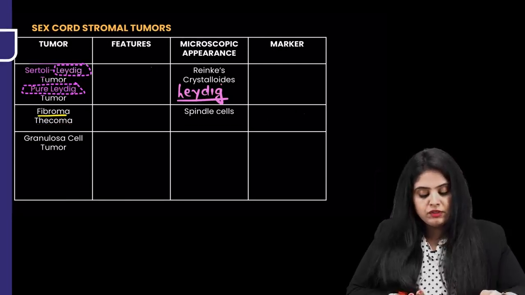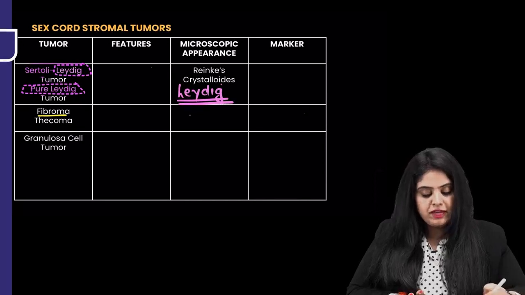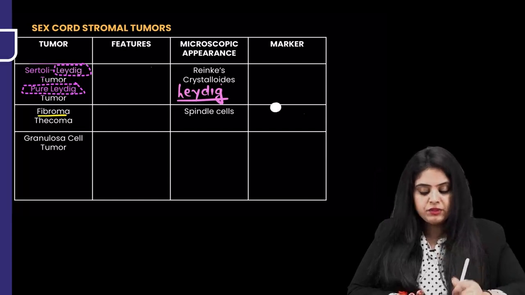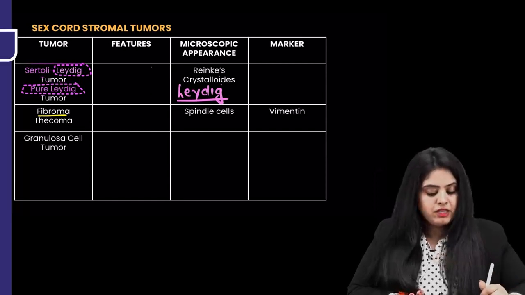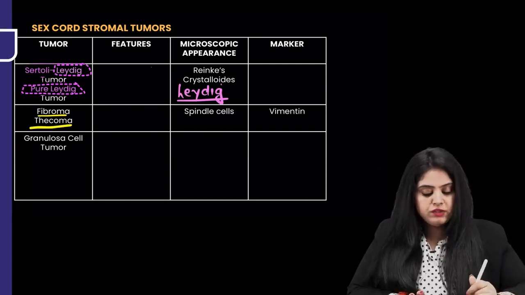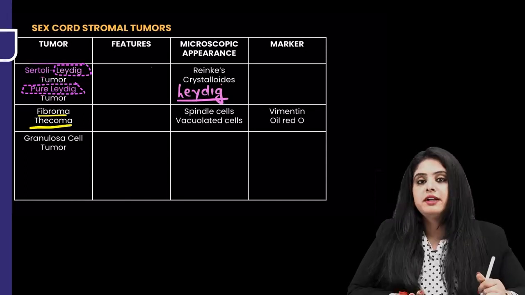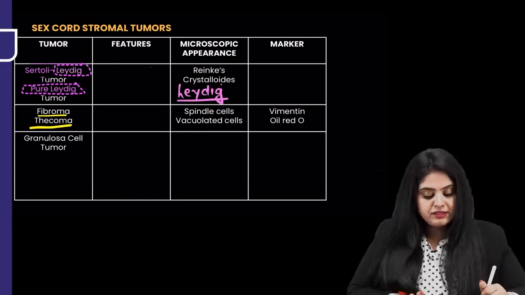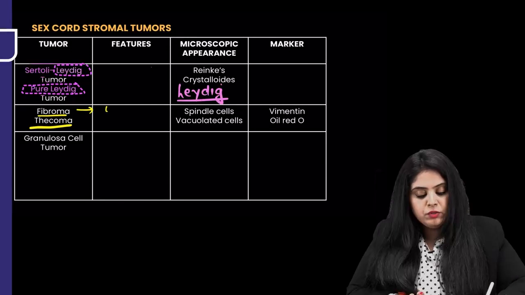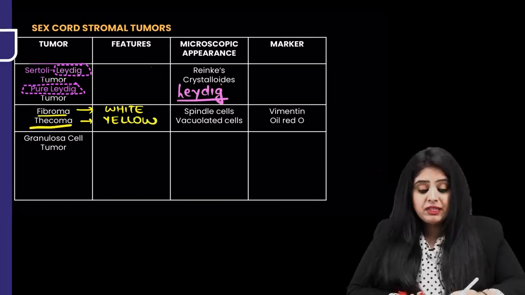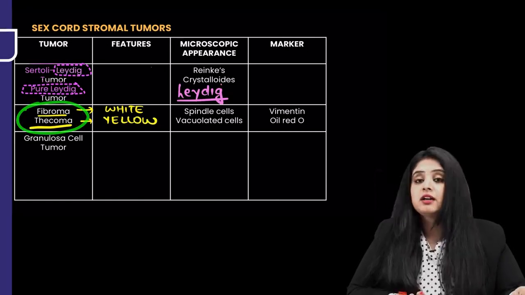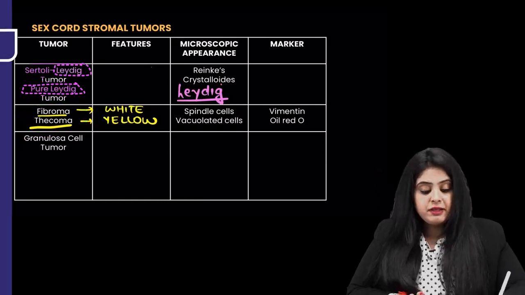So what did I tell you? Let me repeat all of this once again. When I'm talking about fibroma, I get to see fibrous wale spindle cells which are positive for vimentin. And when I mention thecoma, I get to see vacuolated cells which are oil red O positive. So the fibrous part of the tumor is going to be white, and the theca part of the tumor is going to be yellow because usme fat hai. Sometimes they can occur together, and that is known as fibrothecoma.